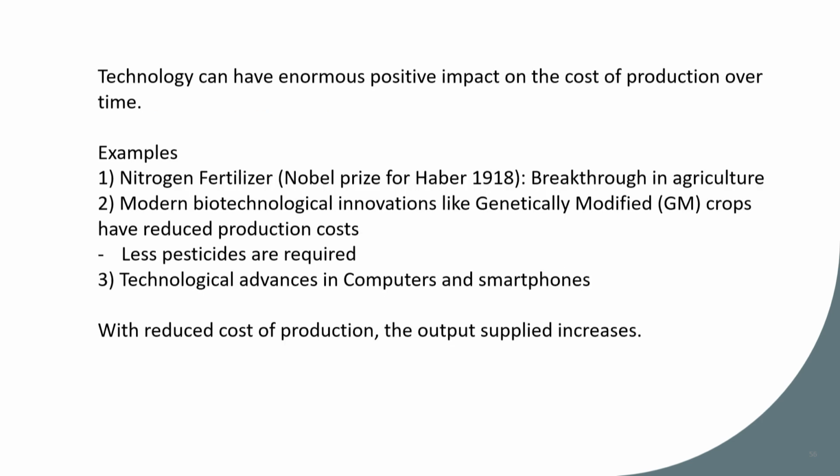The cost of production depends on available technology and the prices and quantities of inputs. Technology can have an enormous positive impact on the cost of production over time. You may be aware of the invention of nitrogen fertilizer that made a breakthrough in agriculture. The cost of agricultural production declined, and the production of agricultural products increased dramatically. Similarly there are many other factors, the GM crops, and technological advances in computers and smartphones. Because of the reduced cost of production, output supplied increases.